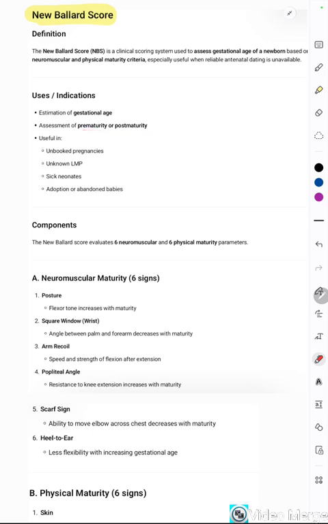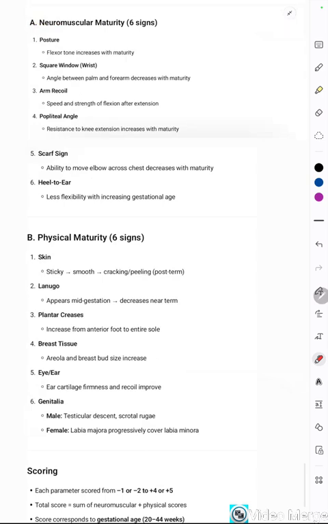The components: as I said, there are two components, neuromuscular and physical maturity. There are six in each. First, talking about the neuromuscular maturity, the first is the posture. A flexion posture is seen in a term infant, whereas in preterm infants there is going to be extension.